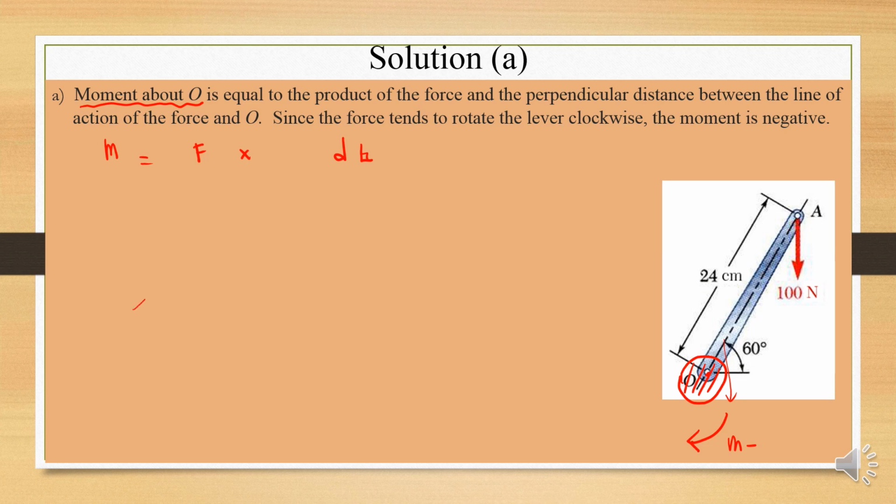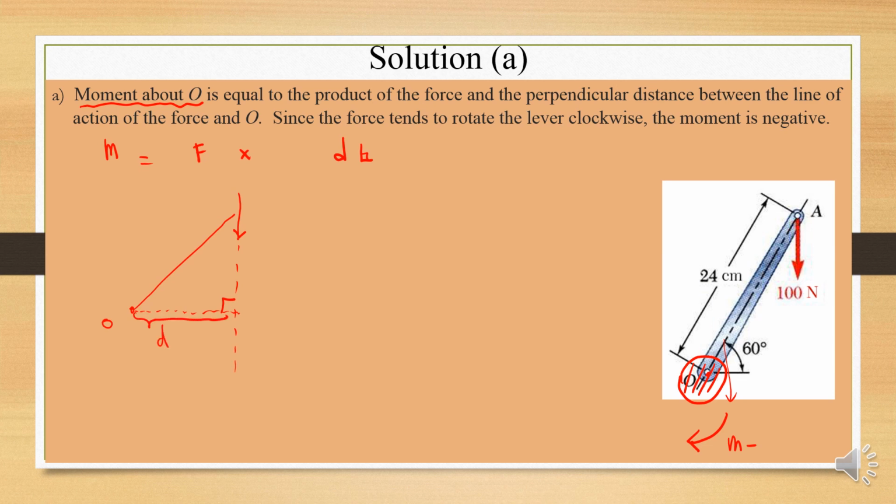So we have this lever, and the reference point at O. We know that the line of action of the force is in this direction, which is a vertical direction. So what does perpendicular distance mean here? The perpendicular distance is from the line of action towards the O. So basically it is located here. This is the perpendicular distance between the line of action and the reference point. So this is our D.